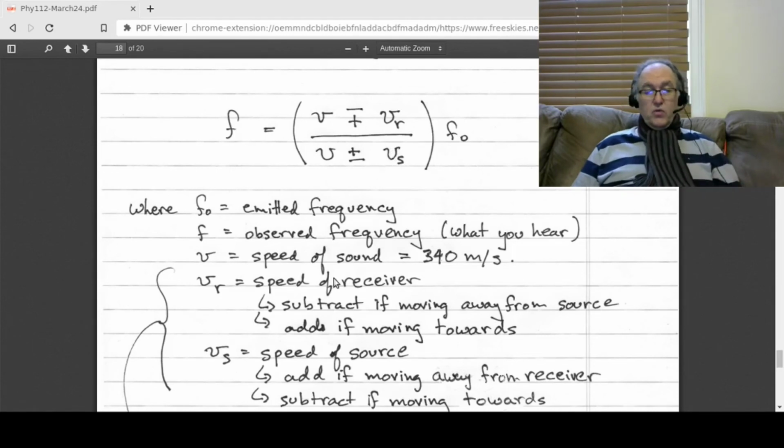All right, both the receiver and the source can be moving. And now you've got the plus and minus on the top and the plus and minus on the bottom. You go, well, which one do I use? Okay, so here's the rule, and it might be confusing at first, but I'll show you an easy way to remember it.